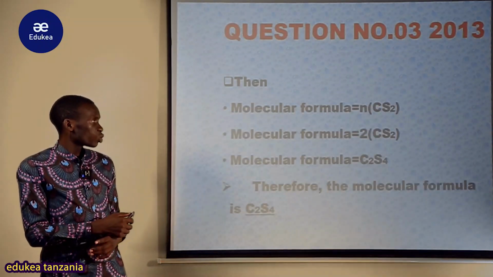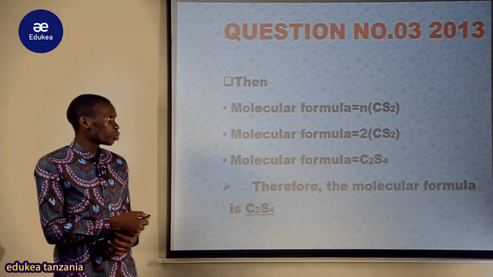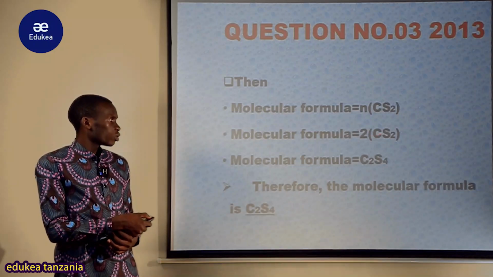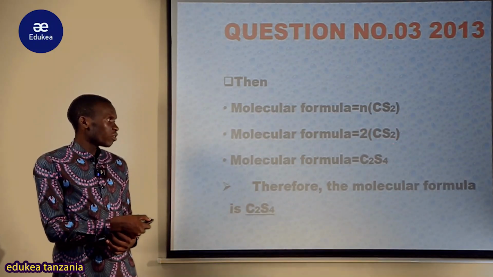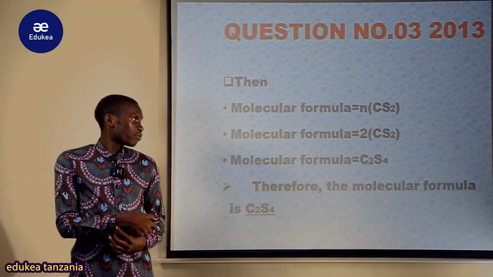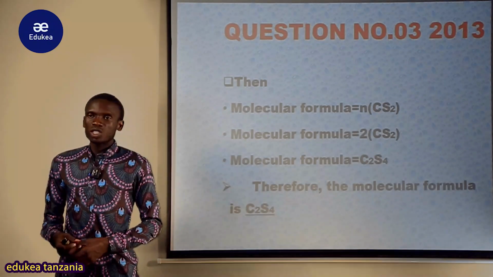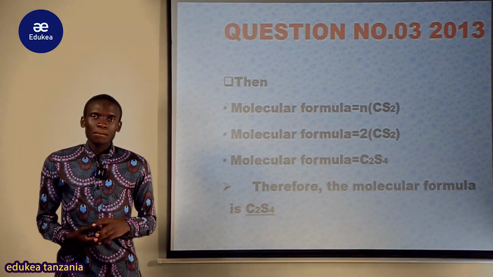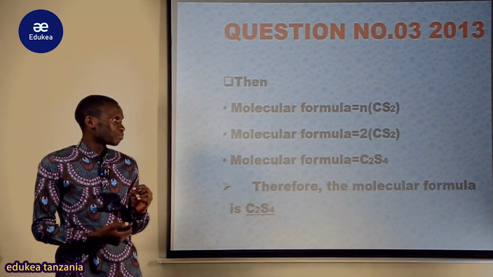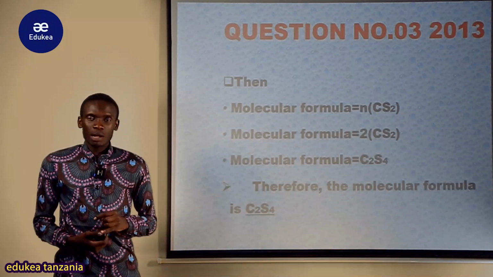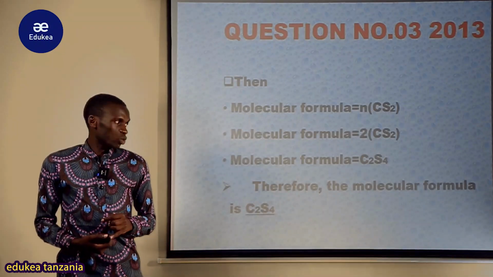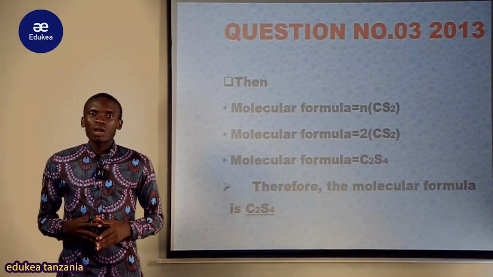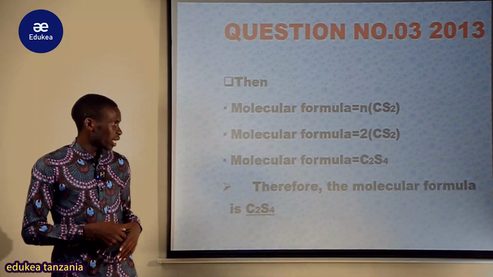After getting n equal to 2, come to the molecular formula. Molecular formula is equal to n times the simplest formula, which is CS2. 2 times carbon, you get 2. 2 times sulfur, you get 4. Then the formula is C2S4. C2S4 is the formula for the compound that is made by 15.8% of carbon and 84.2% of sulfur. This will be the molecular formula. So this is how the student should be able to answer the question.